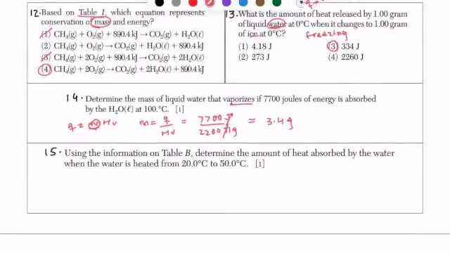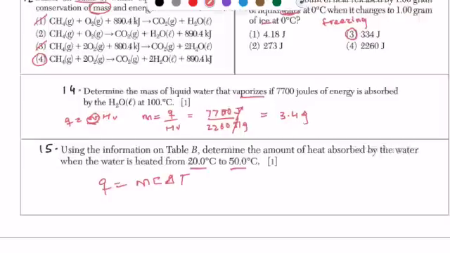Use information on Table B to determine the amount of heat absorbed by water when the water is heated from 20 degrees Celsius to 50 degrees Celsius. Because in this case, we do see a difference in temperature. So this is a good example of when we use Q equals mcΔT. So the mass in this case is not given, which is interesting.